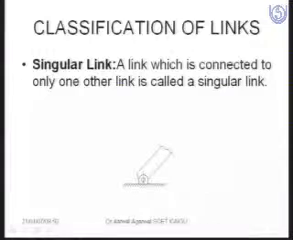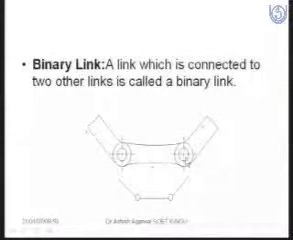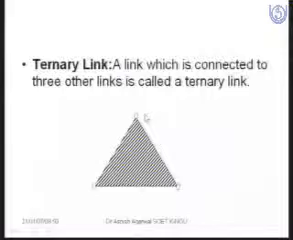Now we will classify the different types of links. Suppose we have a singular link: a link which is connected to only one other link is called a singular link. Suppose this link is connected with this, so we will call this a singular link. Similarly, this link is connected with 2 links, so we will say that this is a binary link because it is connected with 2 other links.